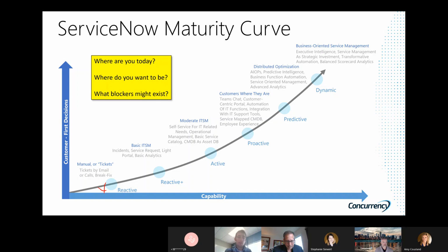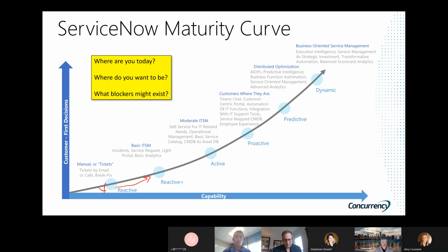You then move into what we would call reactive plus. And reactive plus is where the vast majority of companies are currently sitting, which is they've implemented IT service management, but they've implemented it in the lowest maturity sort of way. They have incident management, they have some service request management, there may be a light portal that people go to, maybe that portal is not the main way tickets come in, and then there's some basic analytics. It's the step above handling tickets, but they still ultimately are a very reactive organization.